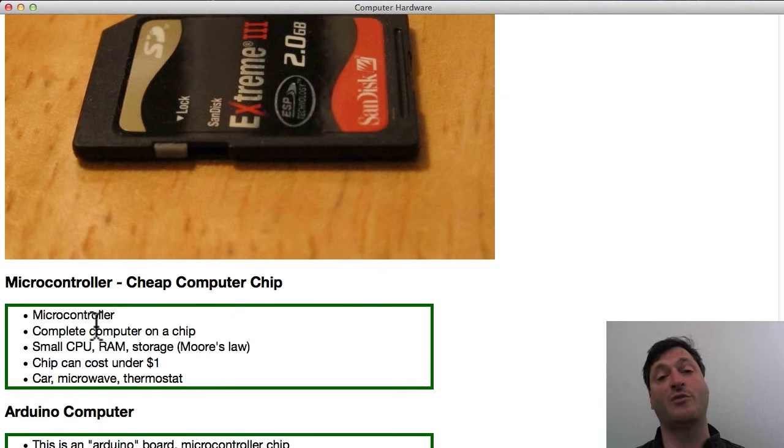So with microcontrollers now, you can buy essentially the whole computer for under $1, and it's just on the one chip. So these are the kind of computers, or I should say microcontroller, that you would find in a thermostat, or they're probably scattered around your car doing little computer functions.